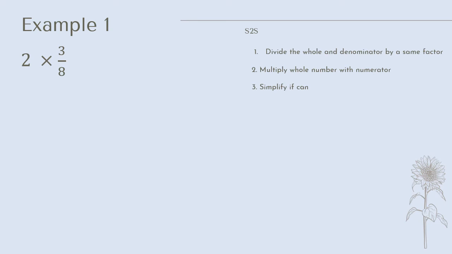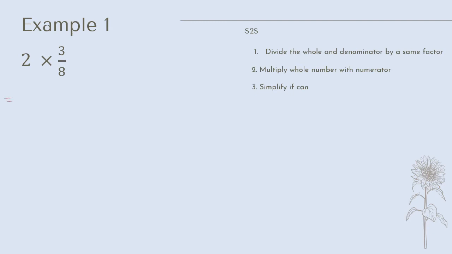Example 1, 2 wholes times 3 out of 8. Step 1, divide the whole and the denominator by a same factor. Previously, we were dealing with the whole and the numerator when multiplying both of them. Now, with the cancelling method, you are dealing with the whole and the denominator. So we have 2 as a whole and 8 as the denominator. Obviously the same factor between the two numbers is 2. So we are dividing both 2 and 8 by 2.